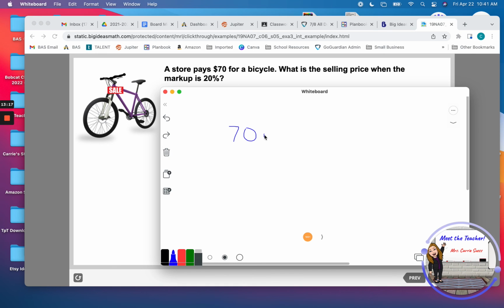So if I do 70 times 120%. So that's 70 times what? 1.20. Yep, put that in decimal. 70 times 1.2. 84, right? Yeah. 70 times 1.2 is 84.